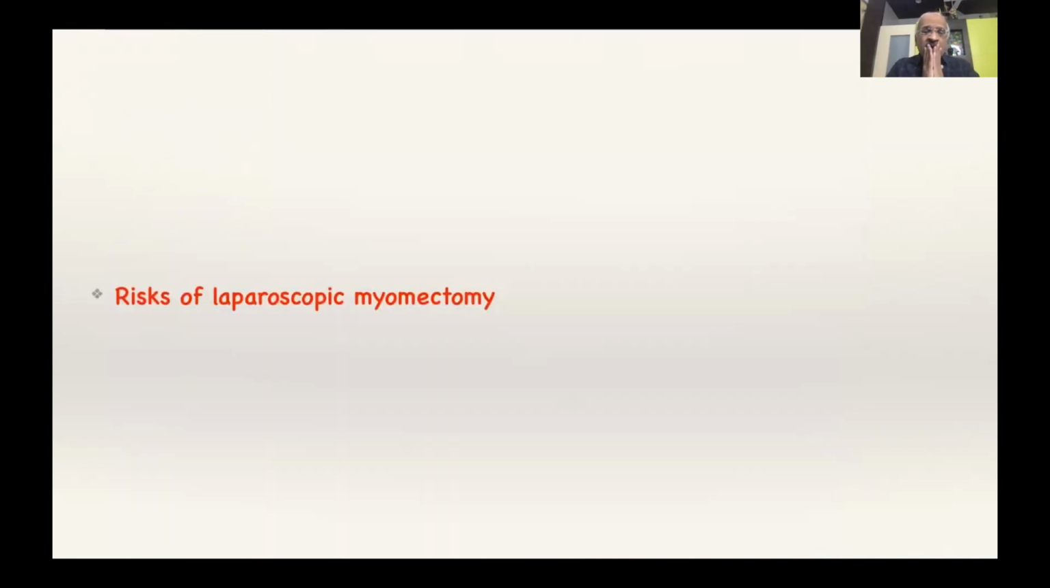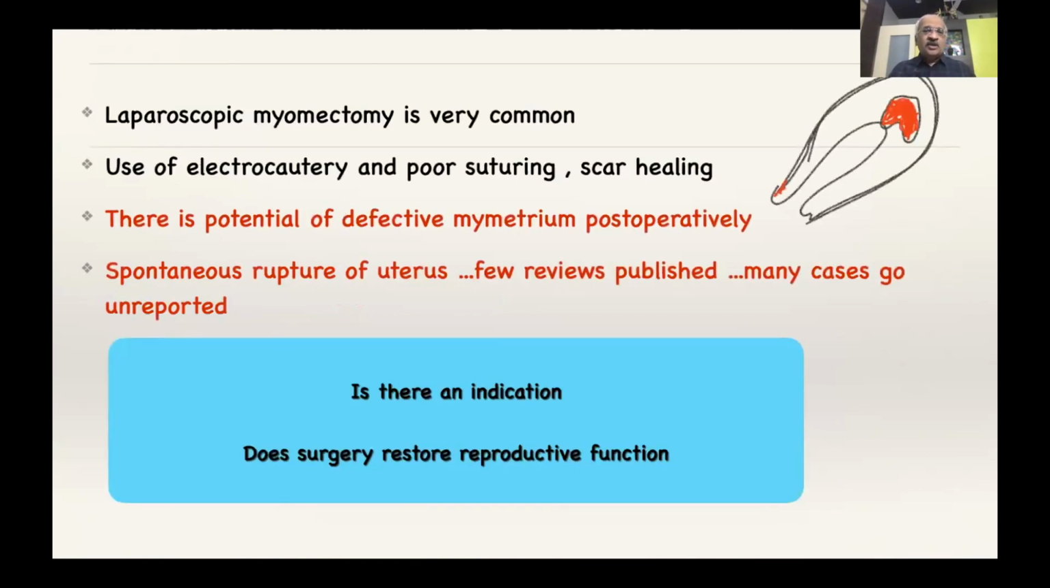But then we are advocating laparoscopic myomectomy for almost everything. We just learned that all the sizes, we are just recommending laparoscopic myomectomy. But what are the true risks of doing a laparoscopic myomectomy which can hamper the reproductive outcome? So though it is very common, there could be use of electrocautery. If you use excessive electrocautery like bipolar or monopolar for the fibroid dissection, that electrocautery will cause a lot of ischemia, and that will induce a lot of fibrosis, and scar will heal by more amount of fibrosis.